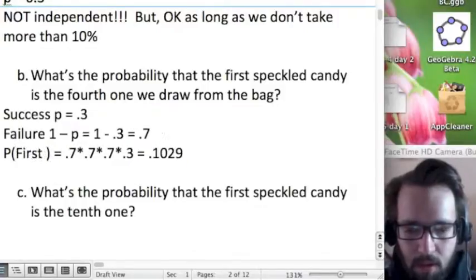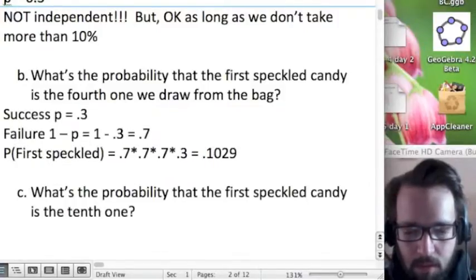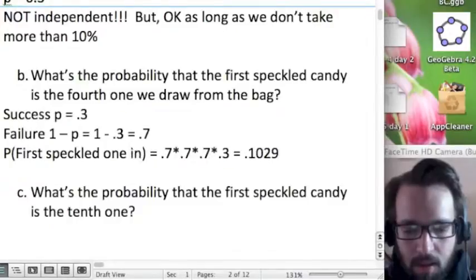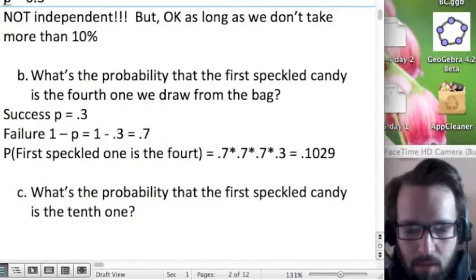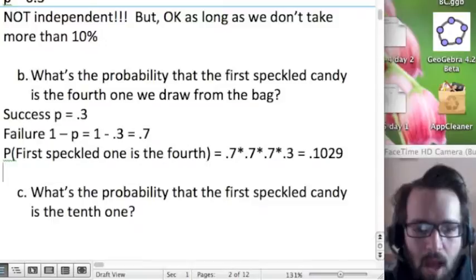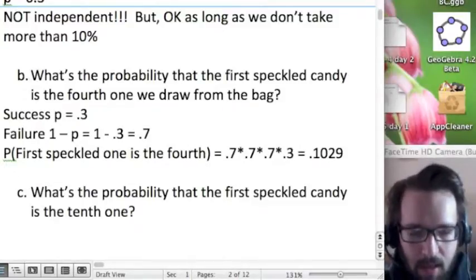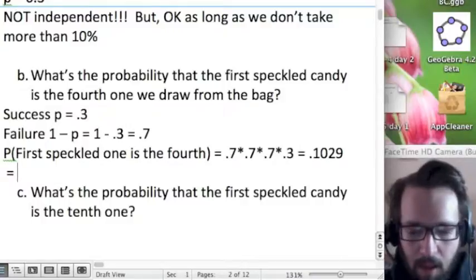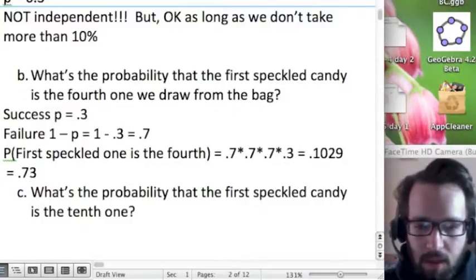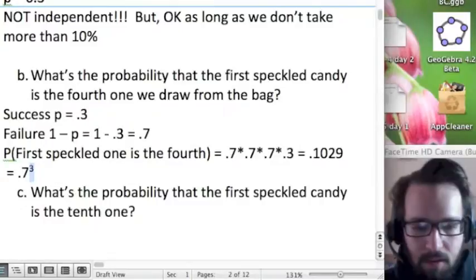first speckled one is the fourth. There we go. We could shorten this up a little by using an exponent. So I could have just said it's equal to 0.7 to the third power. Let me see if I remember how to do that. Beautiful.